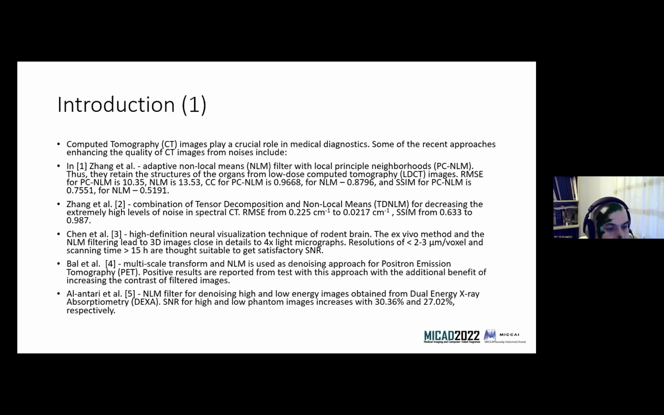Bao and co-authors use the multi-scale transform and the non-local means, which are used for denoising of positron emission tomography images. Positive results have been reported from these tests, and this approach has the additional benefit of increasing the contrast of the filtered images. Alantari and co-authors use the non-local means filter for denoising high and low energy images obtained from dual energy X-ray absorptiometry. The SNR here for the high and the low phantom images increases respectively by above 30 and 27%.